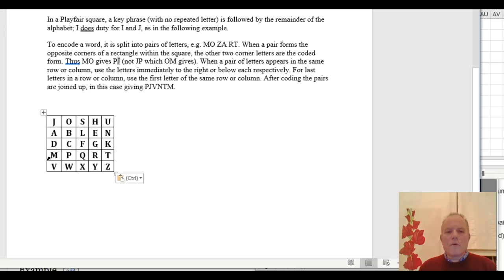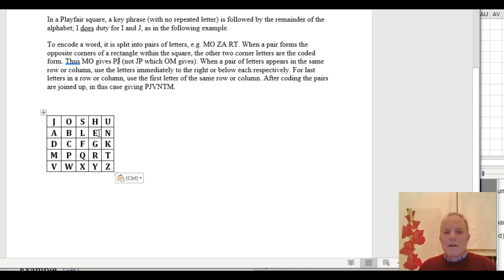So for all of the ones that are in a rectangle or the same row, that works. The only ones it doesn't work for, say we had HE as a pair, that would give EG. And in that case, E from the first pair and G from the second are not in the same row.